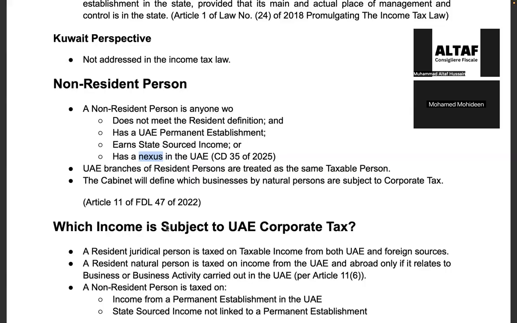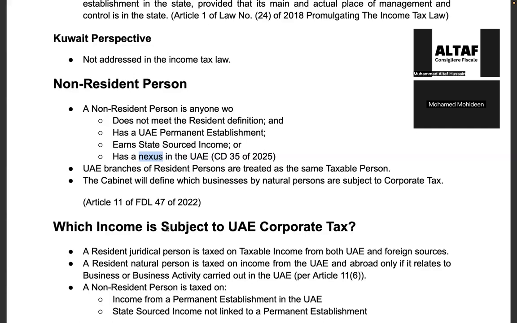Because it is still UAE sourced, right? Will you be subject to tax in UAE? That's the big question, million dollar question right now. You're a non-resident person. You don't have a permanent establishment branch. You don't have a dependent agent here, but you're earning certain income from Amazon. Will you be even required to register right now in UAE with the Federal Tax Authority?